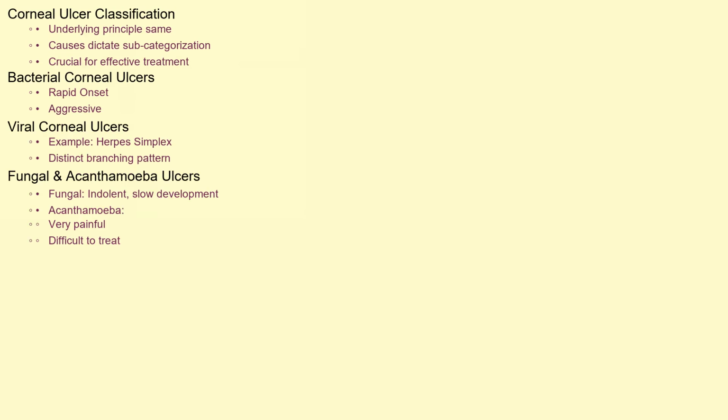While the underlying principle of a corneal ulcer remains the same, the causes dictate sub-categorization for treatment purposes. Bacterial ulcers often present with rapid onset and are more aggressive. Viral ulcers, like those caused by herpes simplex, may present with a distinct branching pattern. Fungal ulcers are often indolent and slower to develop. Acanthamoeba ulcers are particularly painful and difficult to treat. Identifying the type of ulcer is crucial for effective treatment.